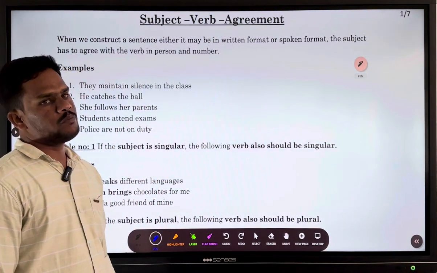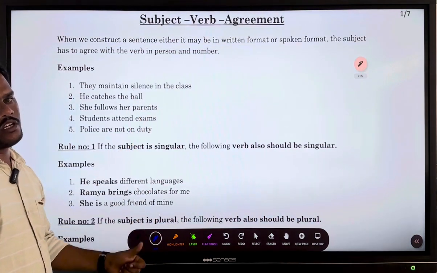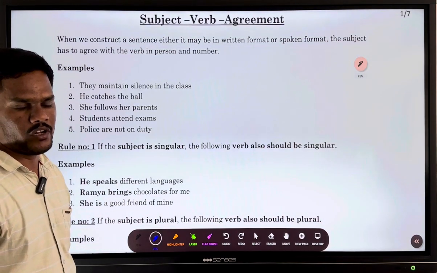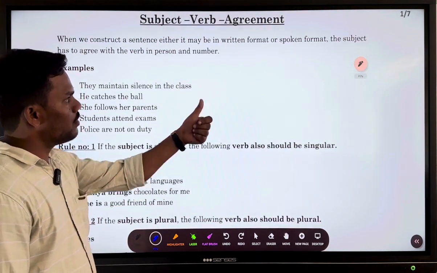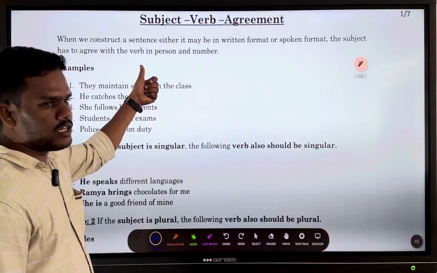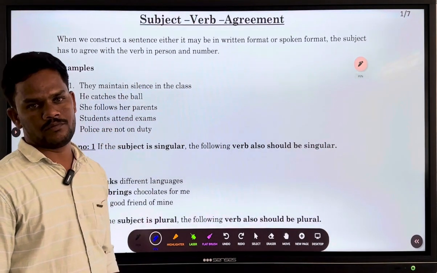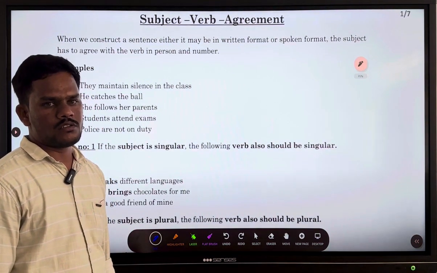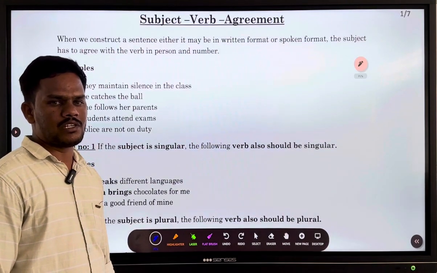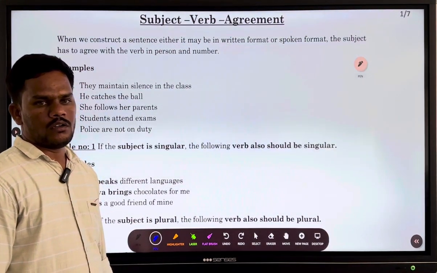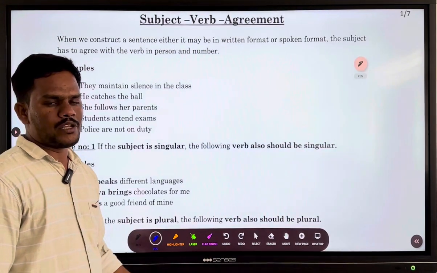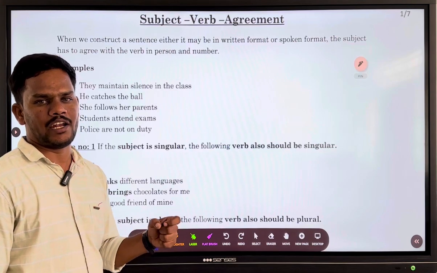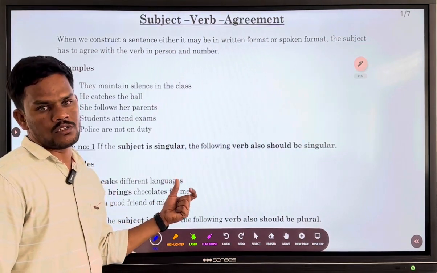See, subject verb agreement. If you can look at the definition on the screen here, when we construct a sentence, either in written format or spoken format, the subject has to agree with the verb in person and number. We see a lot of people forming different sentences, but some mistakes happen in them. Do you know why they make mistakes in forming sentences? It's only because of not having a good relation between the subject and verb. That is what we are going to discuss today.